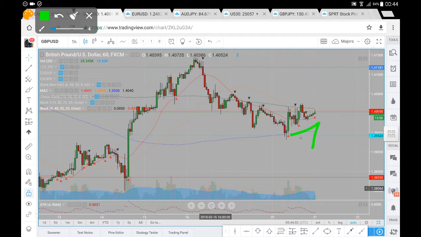If we do break down and we're not able to hold the area of confluence between the 200 period moving average and the horizontal level, we'll be looking for prices to head down towards that 38.35, beyond which we're looking for 138. I can't anticipate prices moving beyond, say, the 138.35 or the 138 level here on the pound dollar.